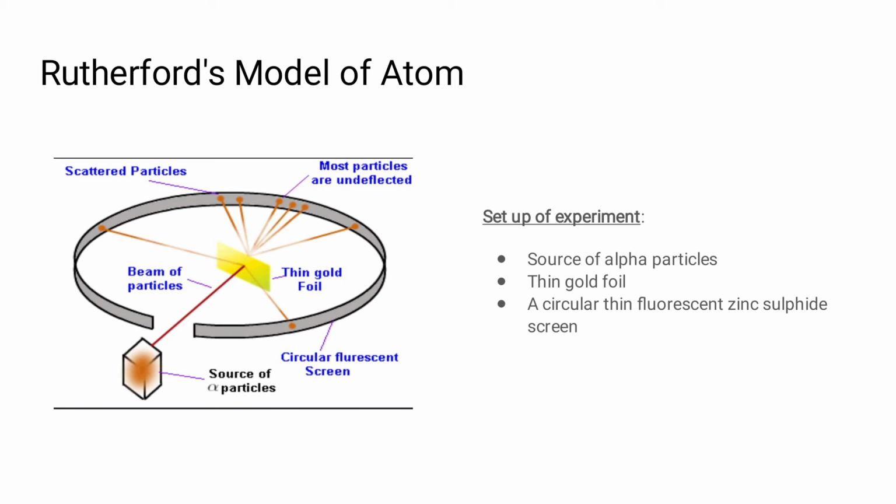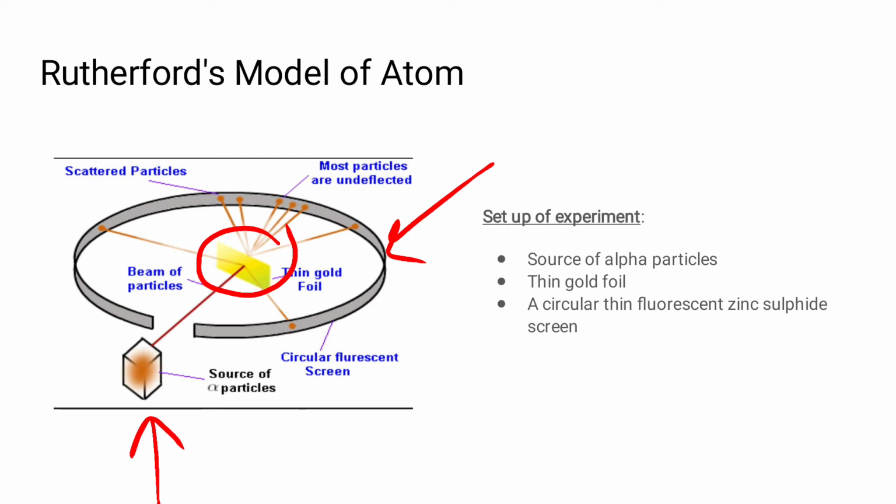What he did, he made an experiment. His experiment basically had three sources. The first thing was the source of alpha particles. The second thing was the thin gold foil. And the third thing was a thin fluorescent zinc sulfide screen. These three were the experimental apparatus which he used in his experiment.